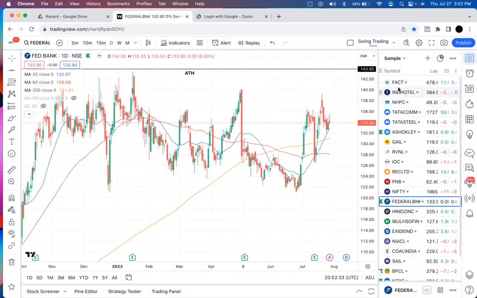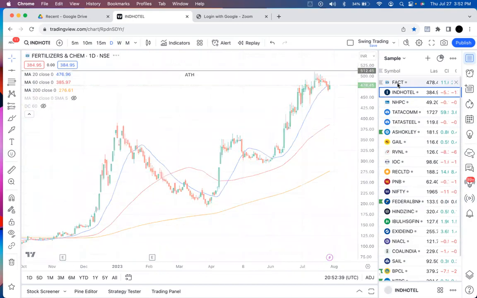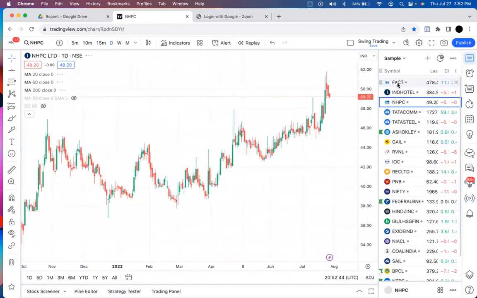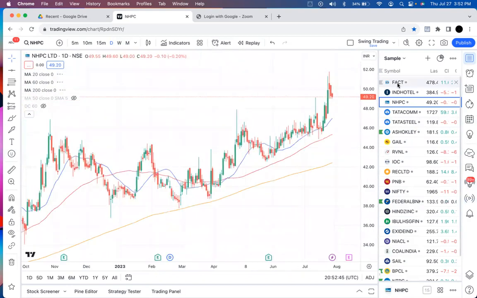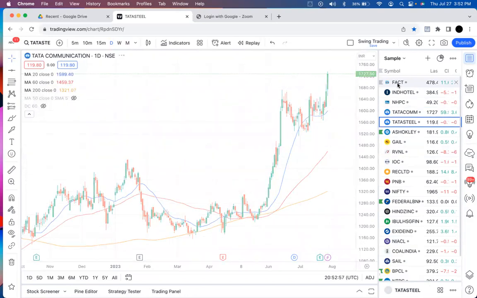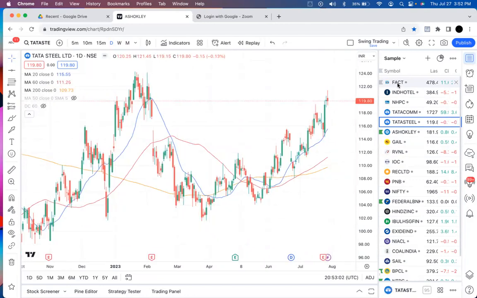All right. And FACT on the daily chart, what is it doing? 20, 60, 200 looks good. Indian Hotels, 20, 60, 200 is also looking good. NHPC, let's see how it looks. Here it is. That is also looking good. Tata Communications, that's also looking good. This is on the daily chart. Tata Steel, looking good. The 20, 60, and the 200 are looking good.